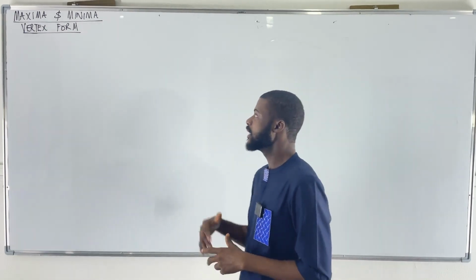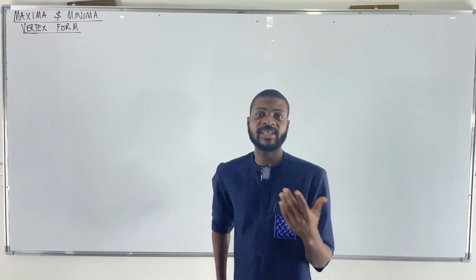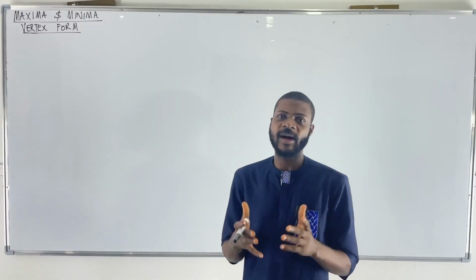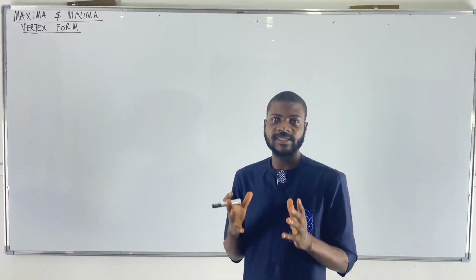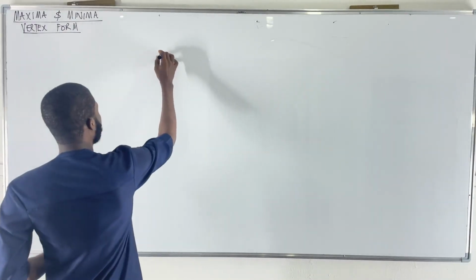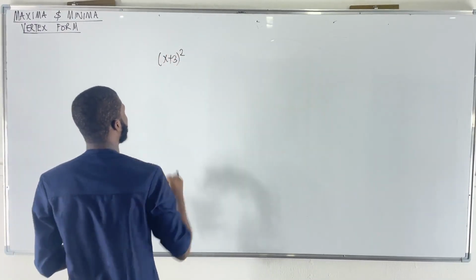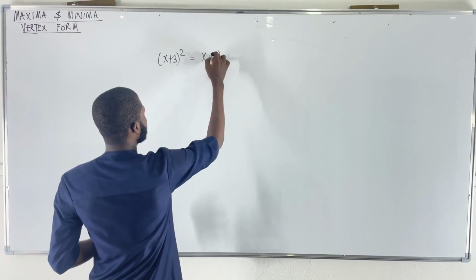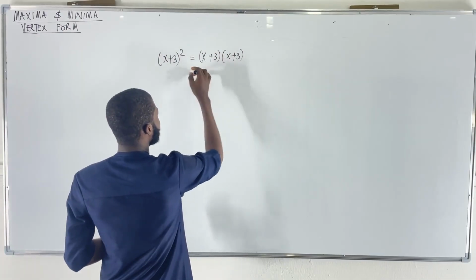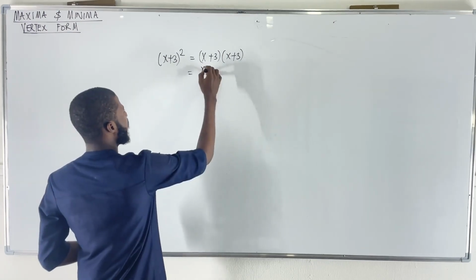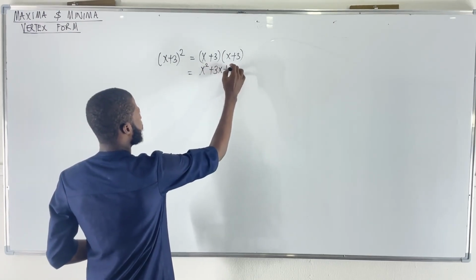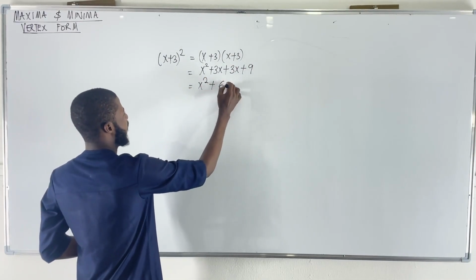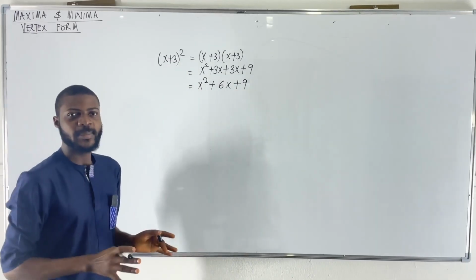Now let's take a look at how we want to express the Vertex form. To start with, there's something called perfect squares. Let me give an example. If we have x plus 3 all to the power of 2, how do we expand this? This becomes x plus 3 going into x plus 3. If you expand this carefully, this will be x squared plus 3x plus 3x, and then plus 9. So this is x squared plus 6x and then plus 9.